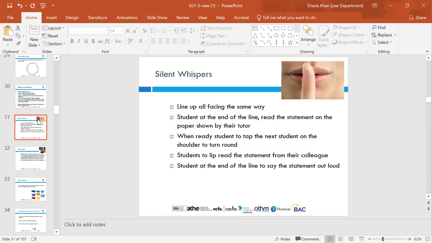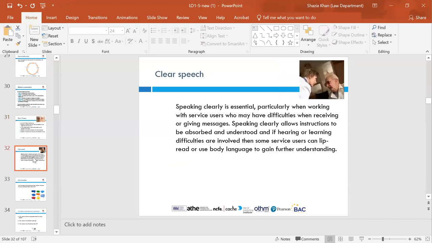Silent whispers. So line up all facing the same way. The student at the end of the line reads the statement on the paper shown by the tutor. When ready, the student taps the next student on the shoulder to turn round. Students lip read the statement from their colleague, and the student at the end of the line says the statement out loud. So this is a form of effective communication to look at how someone is identifying and speaking clearly.